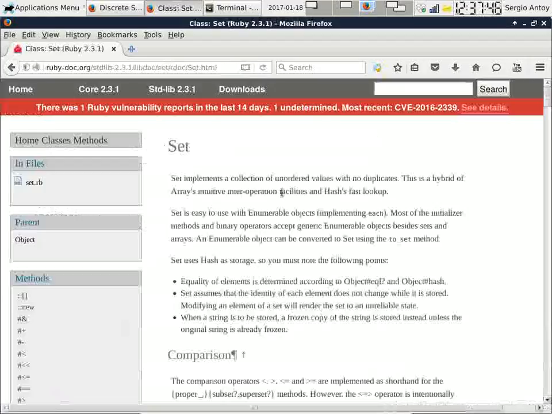Here, look at the first line. A collection of unordered, there is no order, and no duplicates. Which is exactly what we said a second ago, right? So which kind of operation we can expect there?